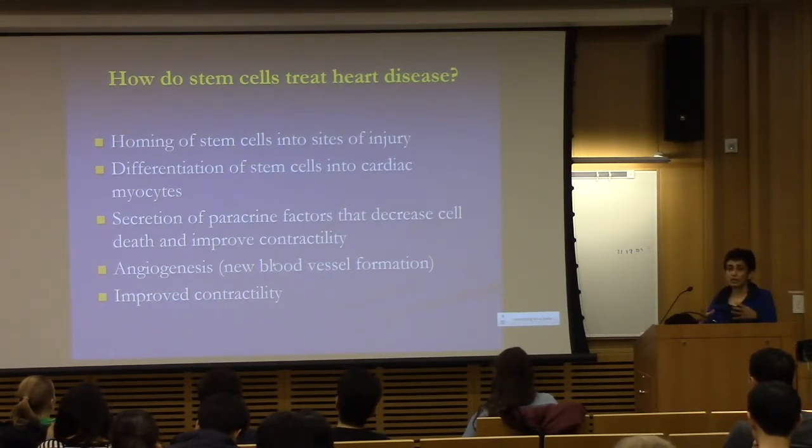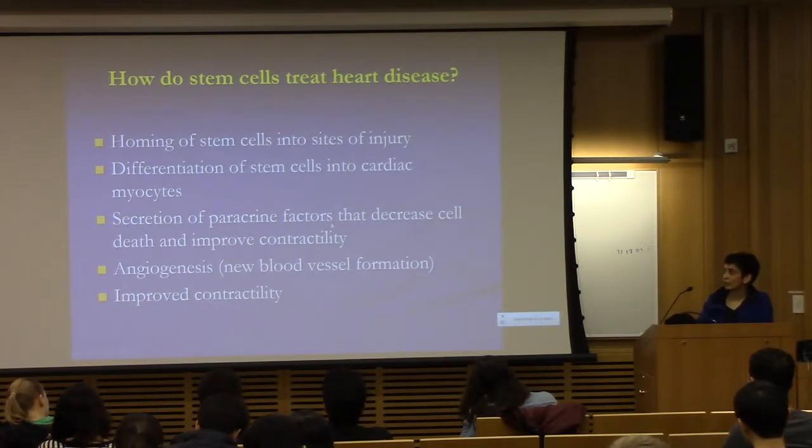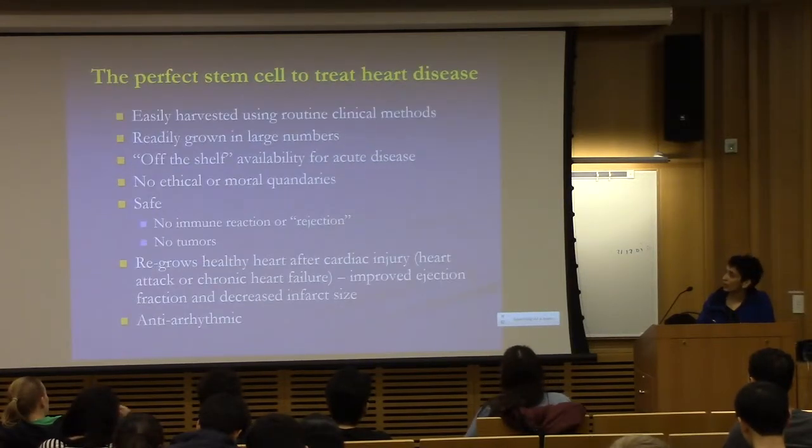So the number of cells doesn't have to be huge, and just a small number of cells can secrete all these factors and then have beneficial effects. But the problem is the amount of functional improvement with these paracrine factors isn't very high because very few cells interact. So what is the perfect stem cell to treat heart disease?